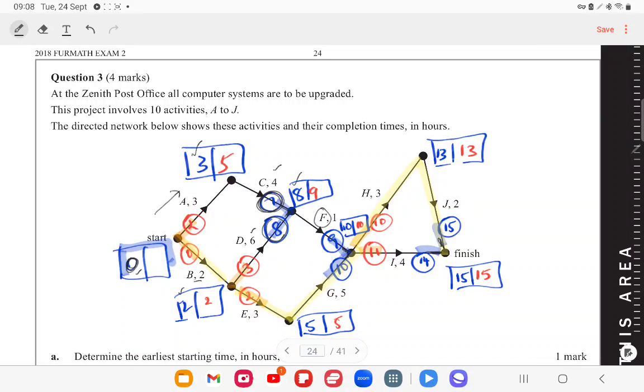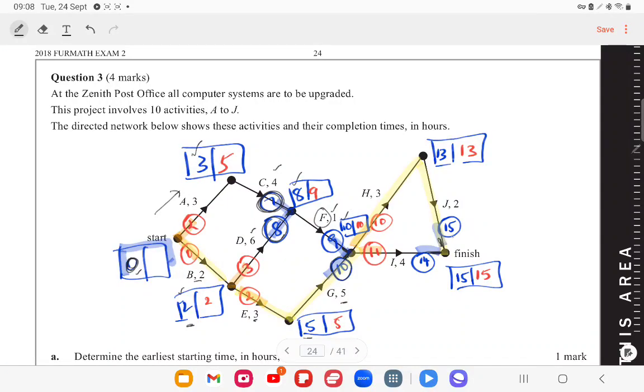Now, as you come along activity F, 8 plus 1 is 9, because that's again a place where you're making a choice. I've indicated it in blue. And now the other choice will be as you come along E and G. So 2 plus 3 is 5, and 5 plus 5 is the other choice, 10. So between 9 and 10, we will choose 10.